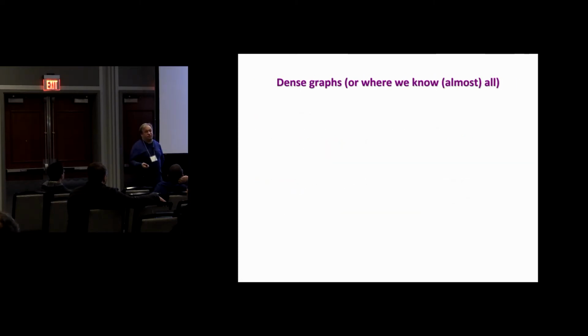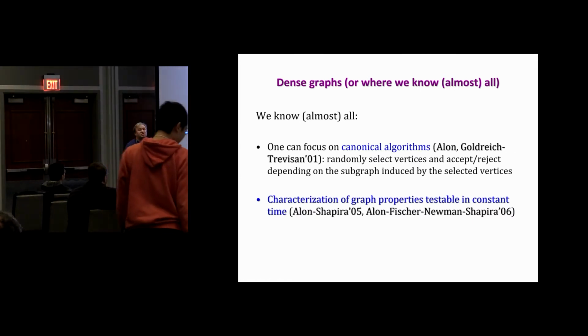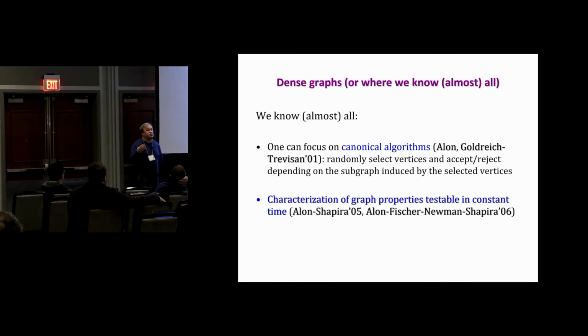Now we know almost everything, which is quite impressive. First of all, there were very nice results by Alon, Fischer, Newman and Shapira, and also Goldreich and Trevisan, who showed that it is enough to consider only a special class of algorithms. Then came very strong results which characterize any property that can be tested in constant time with a constant number of queries. And here, constant always assumes that epsilon is a constant.